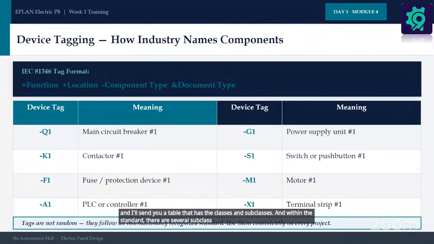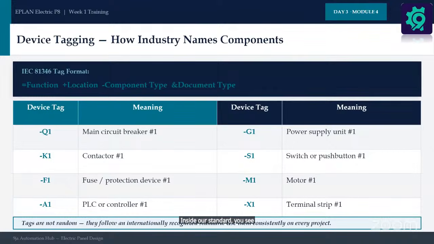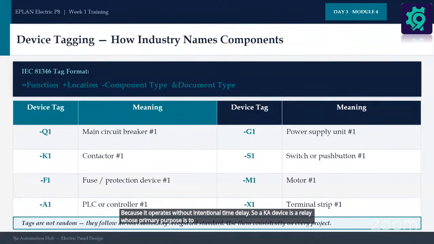The three most important for electrical panel design that you'll be seeing inside that standard, you see KA. And KA is already categorized under auxiliary relay or instantaneous relay. So the double letter KA stands for, like I said, auxiliary relay, because it operates without intentional time delay. So a KA device is a relay whose primary purpose is to process and route control signals.